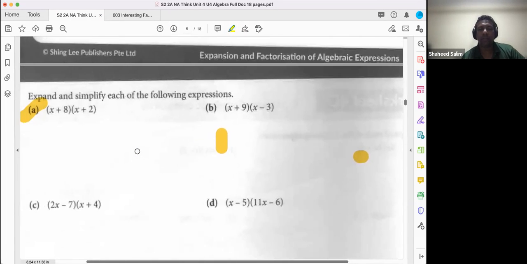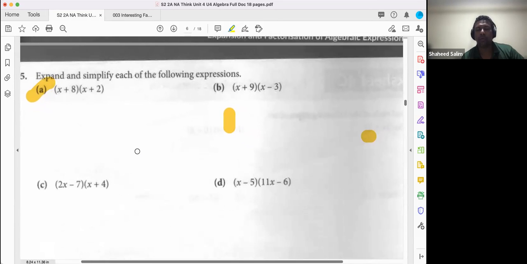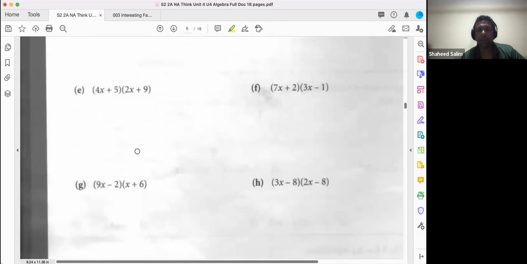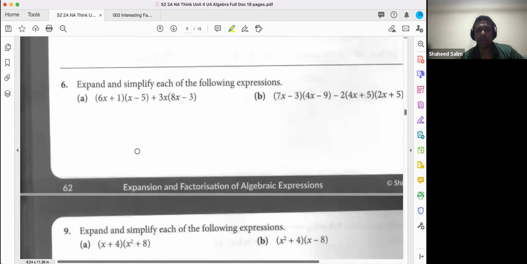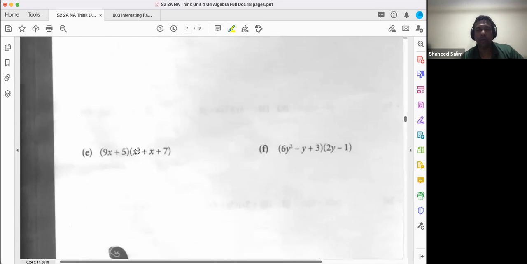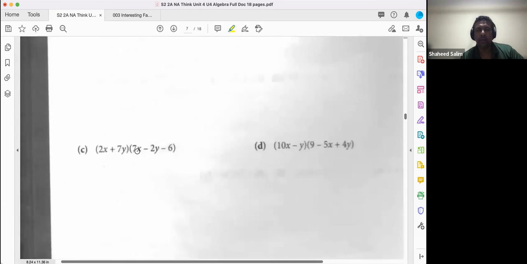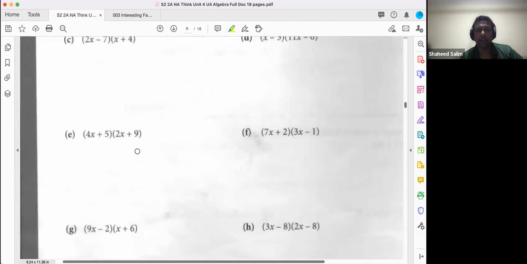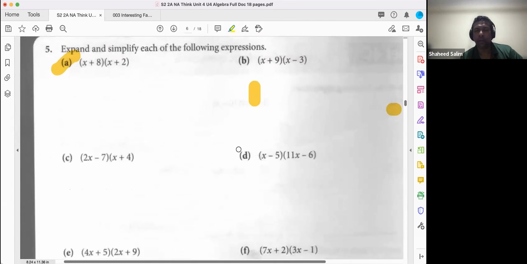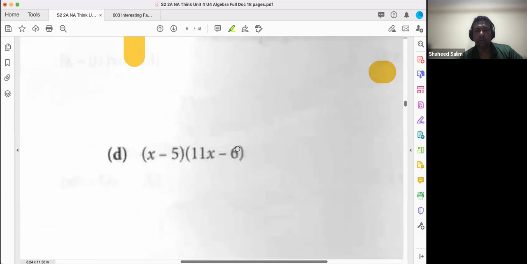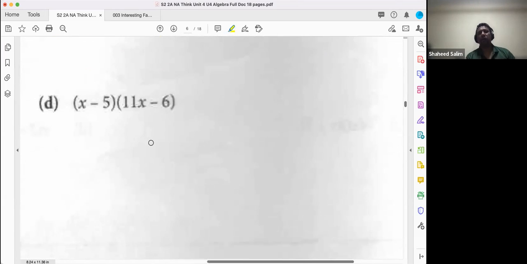So first thing I want you to do, same thing. Let me see, we have an easier one. We do this one, D. Can you expand first? X times 11x, x times minus 6, minus 5, you tell me what is the expansion. Later we will reverse it.